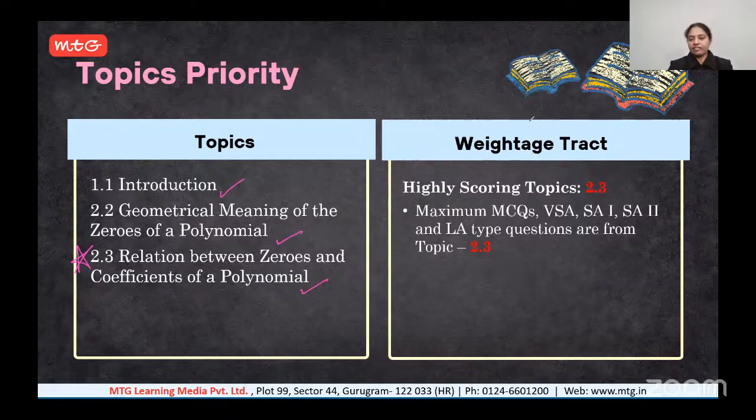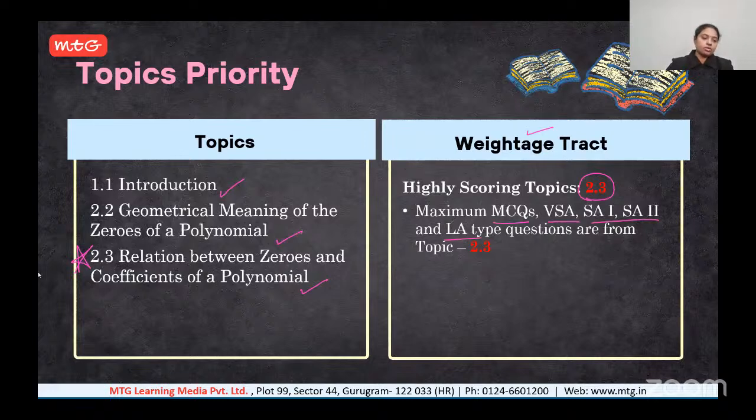If you see the weightage track, here you can see the highest scoring topic is 2.3. That is this one, the relation between the coefficients and zeros of the polynomial. In this topic, you'll be getting questions of MCQ type, very short answers, long answers. Even case studies have a lot of chances to occur in this topic.